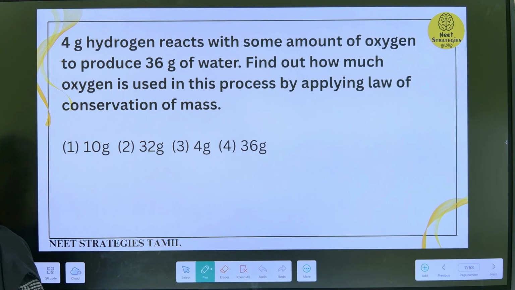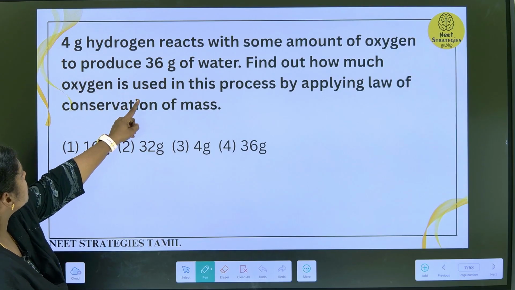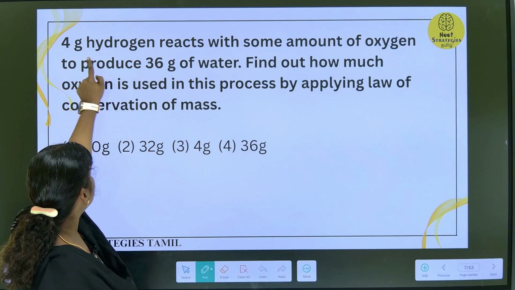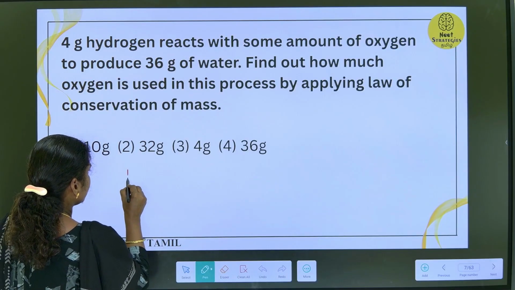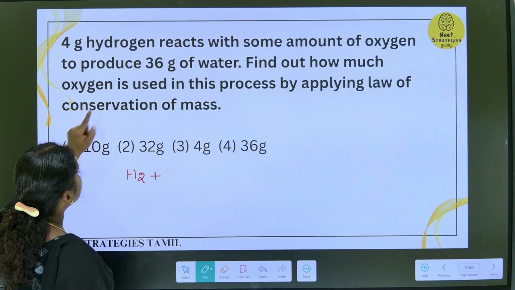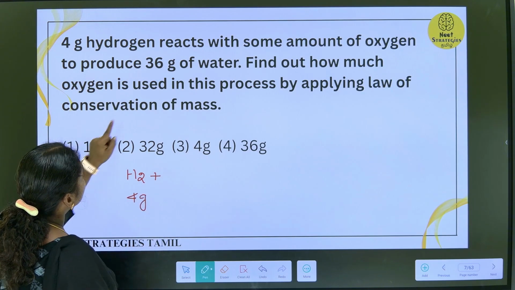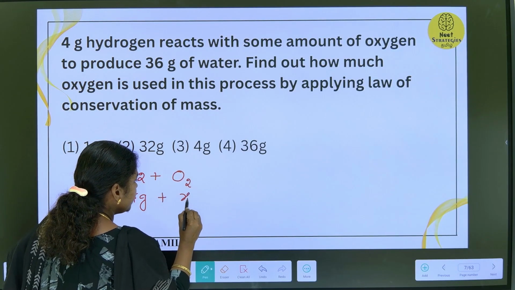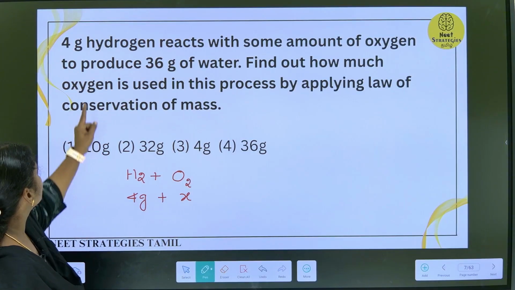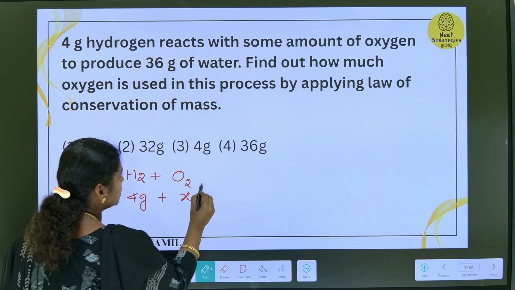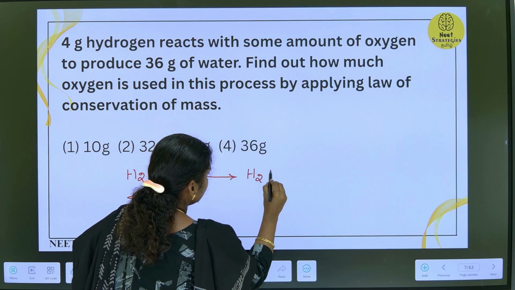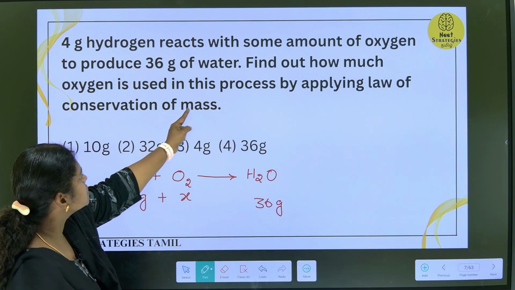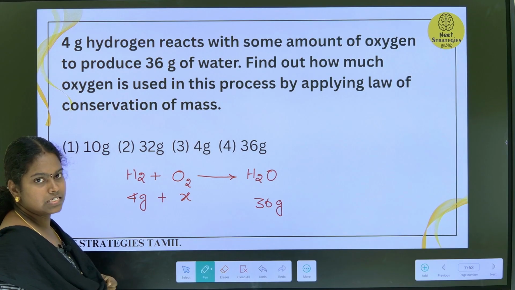4 gram of hydrogen reacts with some amount of oxygen to produce 36 gram of water. Here, 4 gram of hydrogen reacts with some amount of oxygen, which I take as X, to produce 36 gram of water. Find out how much oxygen is used in this process by applying the law of conservation of mass.